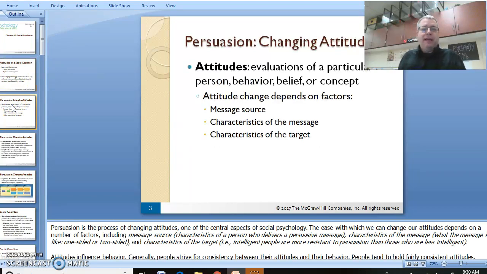Okay, attitudes. Well, we all know what attitudes are. It's just basically our feelings and evaluations about the world around us, towards certain things, and beliefs or attitudes towards, you name it, you have an attitude towards it, whether it be positive, negative, or apathetic.